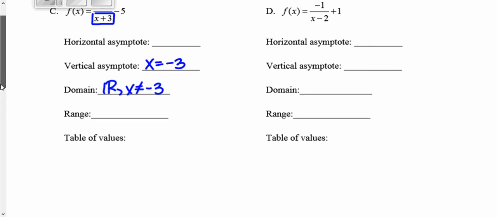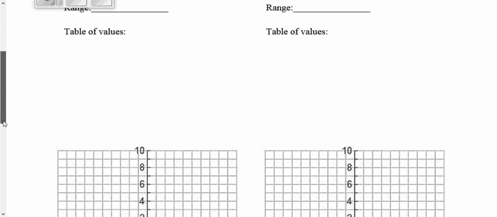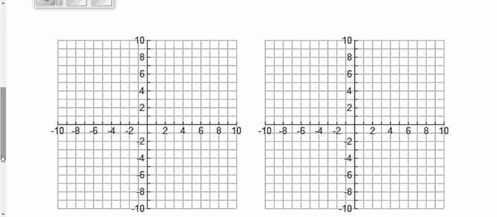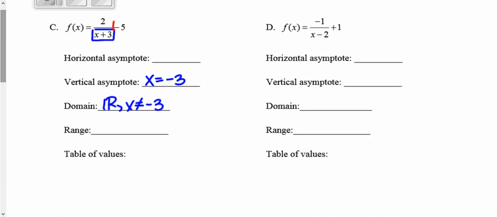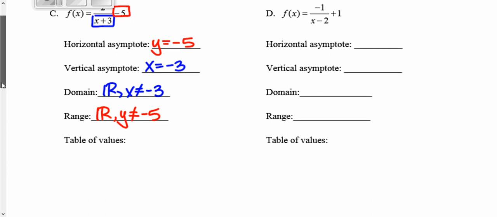So now we're going to take this to the graph, and I'm going to actually plot the vertical line at negative 3. I'm going to make it a dotted line because an asymptote is an invisible line that your graph gets really close to but never crosses or touches. So just kind of mimicking that invisibleness with a dotted line. And then the number back here, that's going to be your horizontal asymptote, so y equals negative 5. So the range is all real numbers, y is not equal to negative 5. And again, I'm going to put that on the graph.